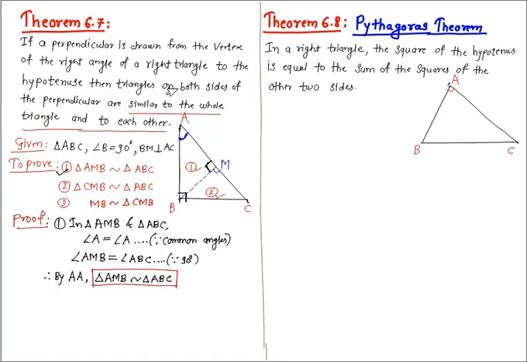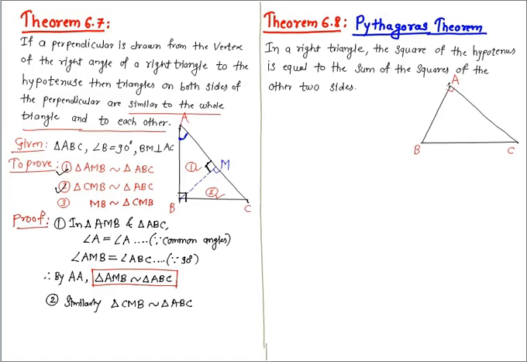Here we have proved the first part. Now let's prove the second part. Now if you see, second part is triangle CMB. In second part, we have to prove triangle CMB similar to triangle ABC. We can prove this similar to the first part we have done. We can write similarly triangle CMB is similar to triangle ABC.